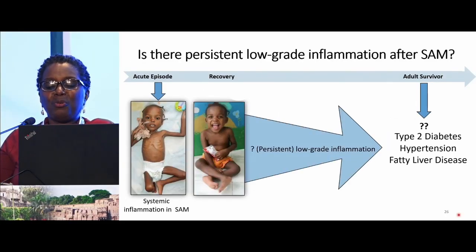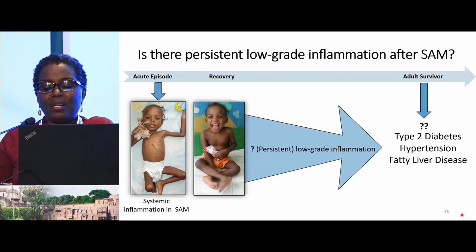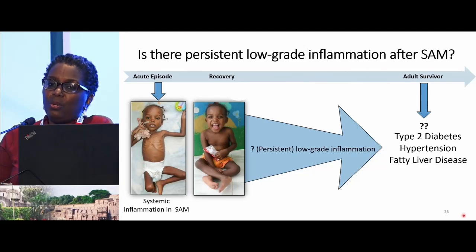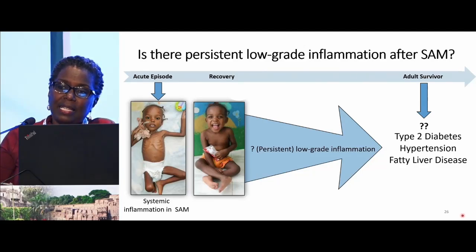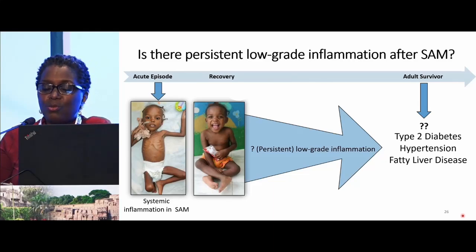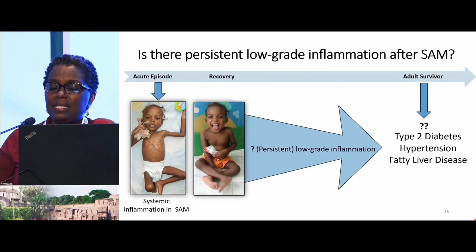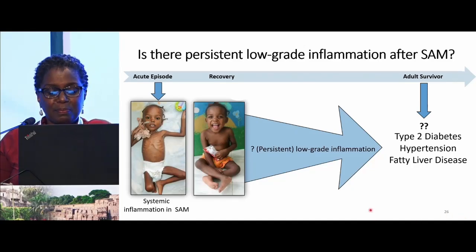Finally, I'm pleased to report that our group has just received funding to measure markers of inflammation in these adult SAM survivors and their controls. We know that systemic or low-grade inflammation occurs during the episode of SAM. We also know that in persons with cardiometabolic NCDs, there's also some element of low-grade inflammation. What we do not know is whether the low-grade inflammation that existed during SAM persists through the life course and is associated with, or in any way drives, cardiometabolic NCDs in adult SAM survivors.